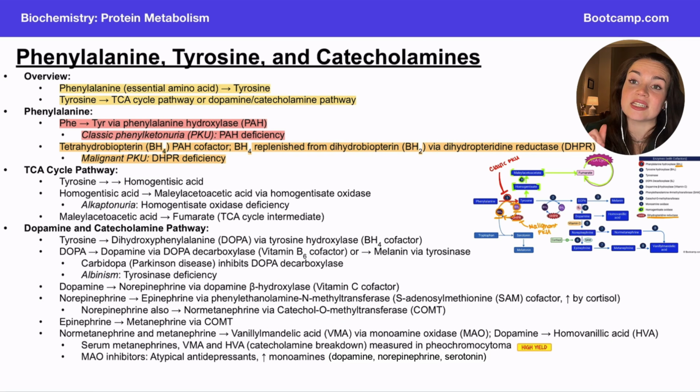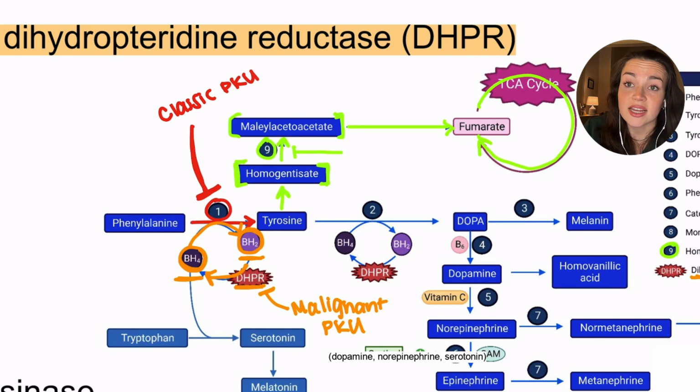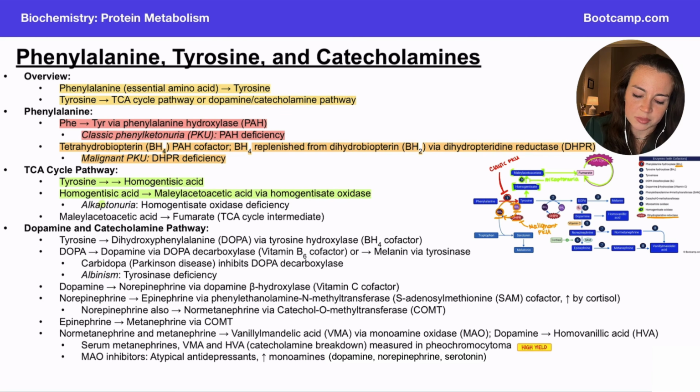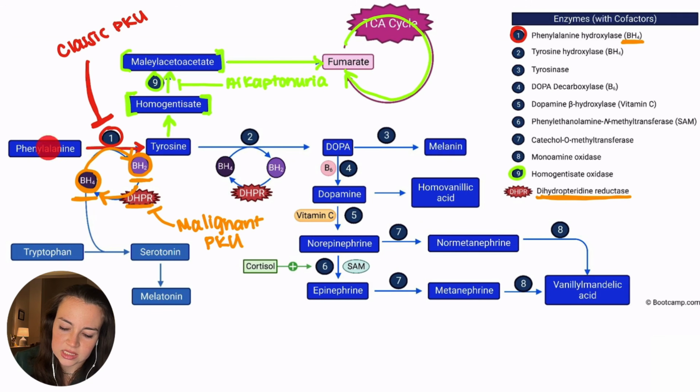So we talked about how in the TCA cycle pathway, tyrosine goes through a series of steps to become homogentisic acid or homogentisate. The homogentisic acid becomes maleylacetoacetic acid or maleylacetoacetate via that enzyme homogentisate oxidase. And that enzyme is important because a deficiency in that enzyme causes another disorder called alkaptonuria. And that's another one we'll talk about in the next video. Alkaptonuria being a deficiency of homogentisate oxidase. Once we've made our maleylacetoacetate, we can turn that into fumarate, which is a TCA cycle intermediate. We can run the TCA cycle that we are so familiar with by now. All right, so that was the TCA cycle pathway.